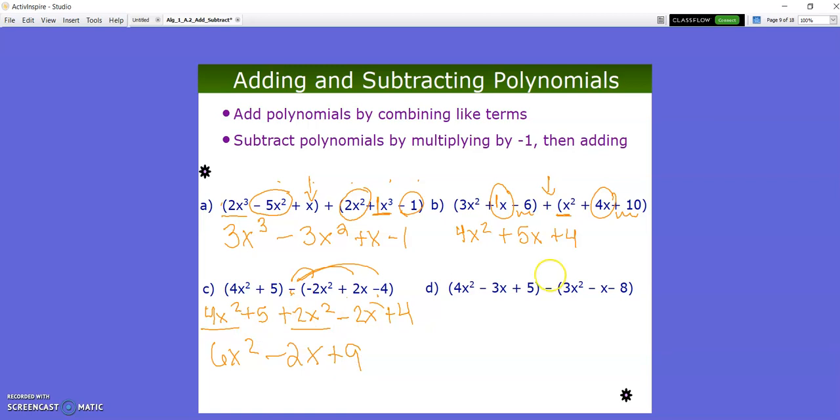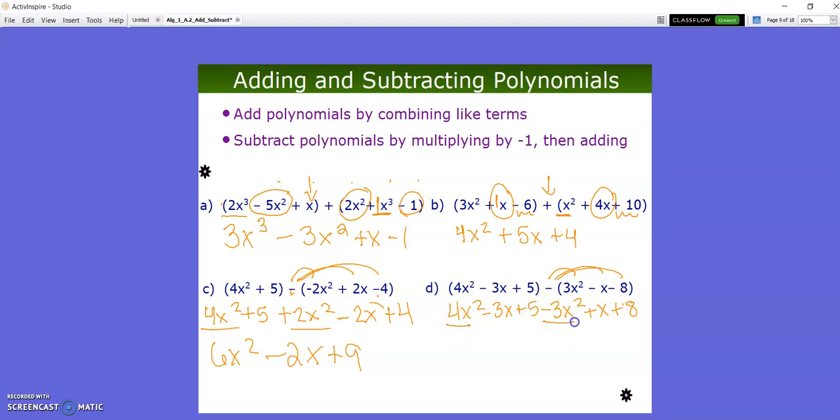Okay, last one for subtraction, I'm going to go ahead and distribute that negative sign and rewrite the second term. That makes it negative 3x squared, positive x, positive 8. And I'm just going to rewrite the first set, and now I can start combining them.